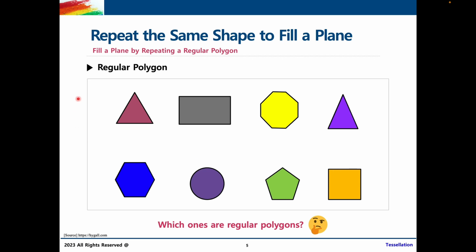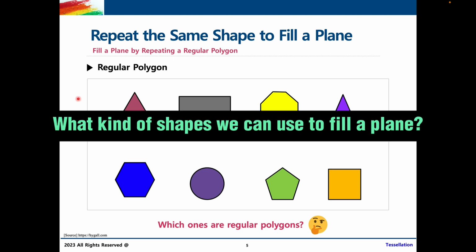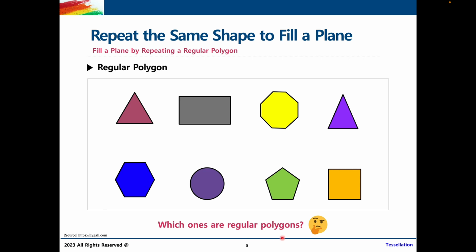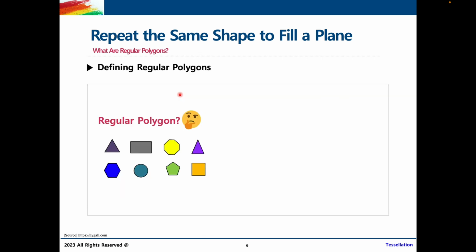Now I'm going to tell you about what kind of shapes we can use to fill a plane. Here I have an assortment of shapes, but only a few of these shapes are what we call regular polygons. Which ones are the regular polygons? Well, to figure that out, we first have to know what regular polygons are.